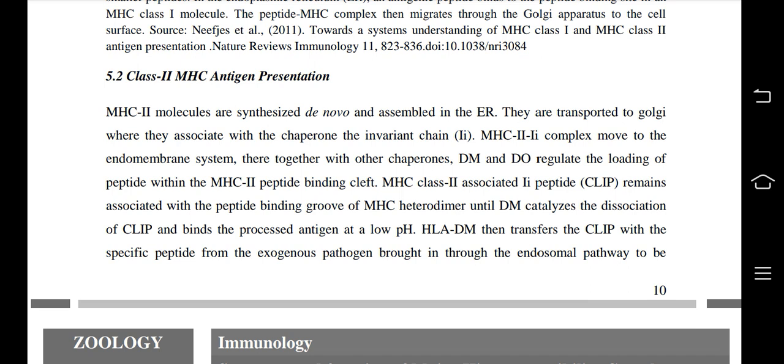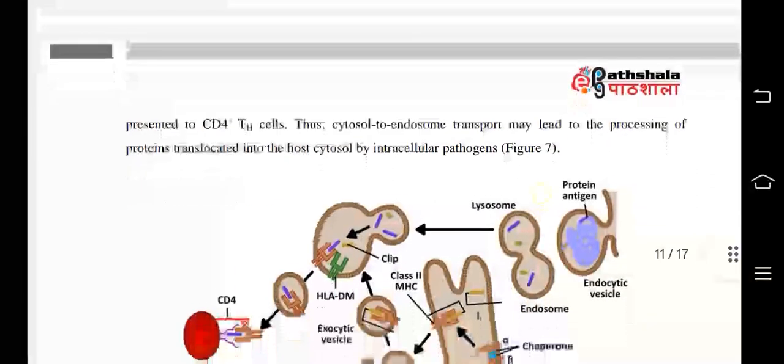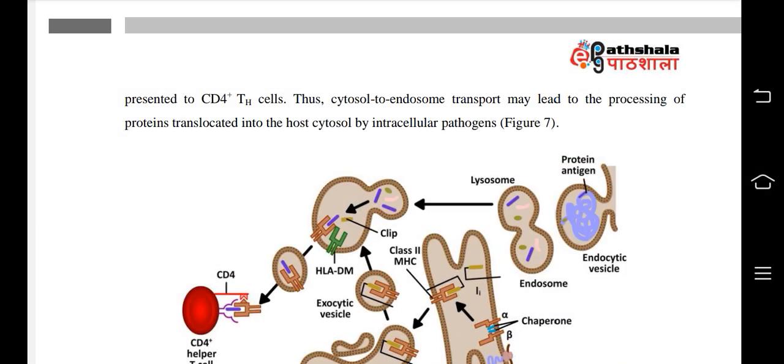MHC class 2 associated Li peptide, CLIP, remains associated with the peptide binding groove of the MHC heterodimer until DM catalyzes the dissociation of CLIP and binds the processed antigen at a low pH. HLA-DM then exchanges the CLIP with the specific peptide from the exogenous pathogen brought in through the endosomal pathway, to be presented to CD4 plus TH cells. This cytosol to endosome transport may lead to the processing of proteins translated in the host cytosol by intracellular pathogens.